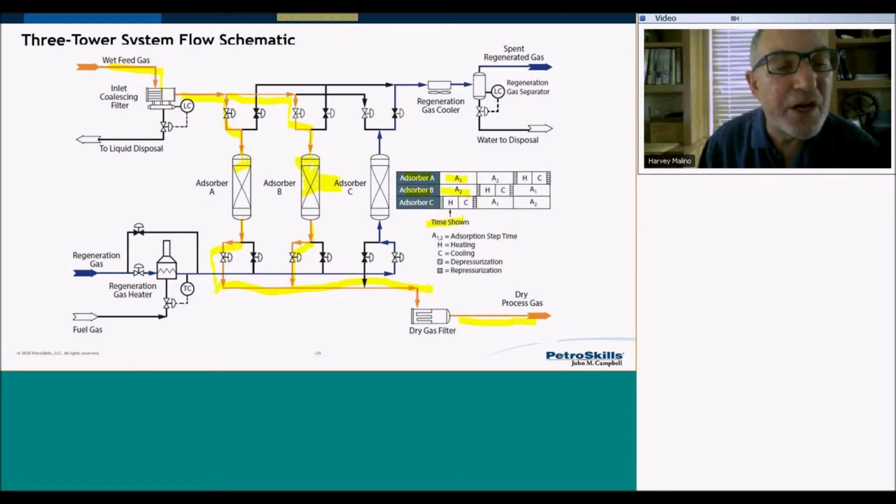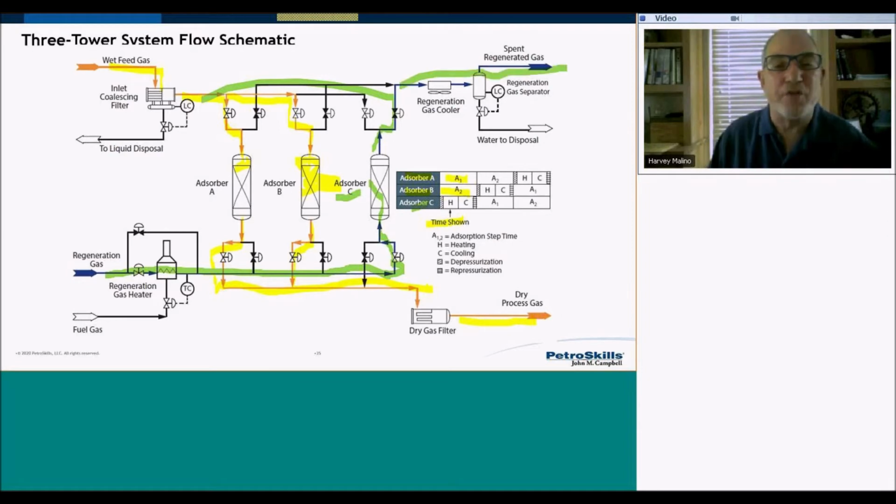The regeneration gas is very similar to what we talked about before. Vessel C, here's vessel C, is on its regeneration, its heating cycle. So we go through the heater and up through the vessel that's being heated, and then out through the regeneration, the spent regeneration gas.